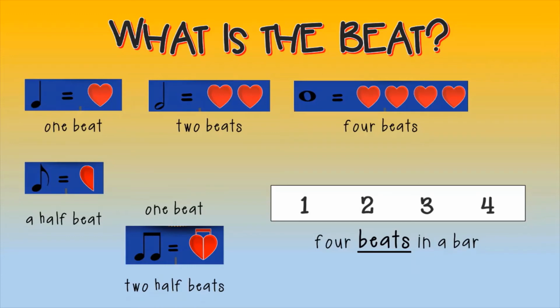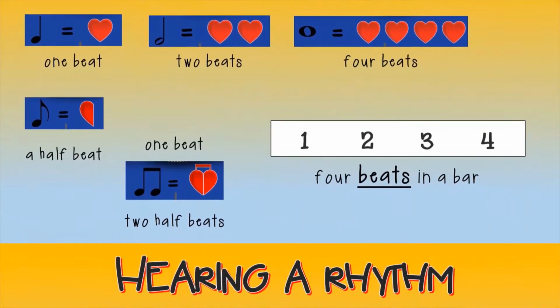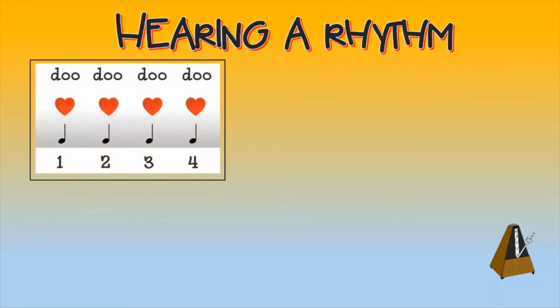Let me see if I can make it a little bit clearer and easier for you to understand. Here's a rhythm. This is a simple four-beat rhythm. You can see the notes are one beat each. Do, do, do, do. That's a very simple rhythm.